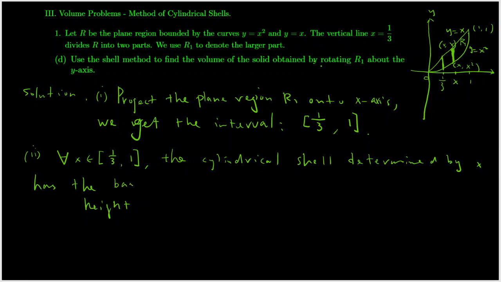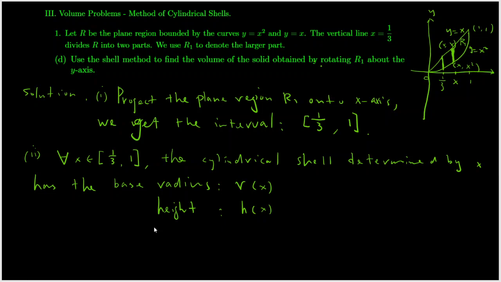Later on, we are going to get the base radius and the height. For the base radius, I'm going to use the notation r of x to denote the base radius. Now let's get the height first. For the height, I'm going to use h of x, because for different values of x, the height is different. That's why I'm using h of x to denote the height.